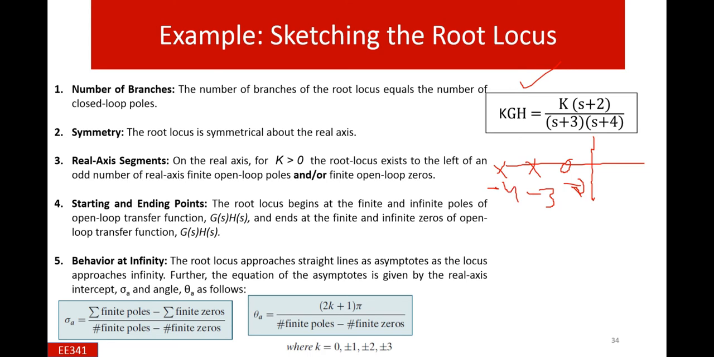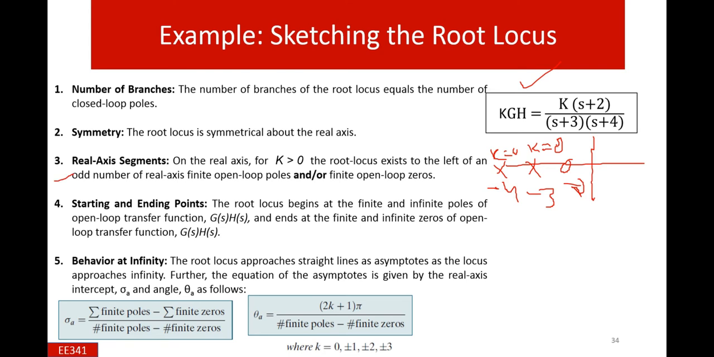How many branches are there? There are two branches. One starts from this one, which means when we take k equal to 0, this is the open loop pole, and again this is the position of the open loop pole when k is equal to 0. And it is always symmetric. The important point is where these lines are lying, and the rules for how we can decide.